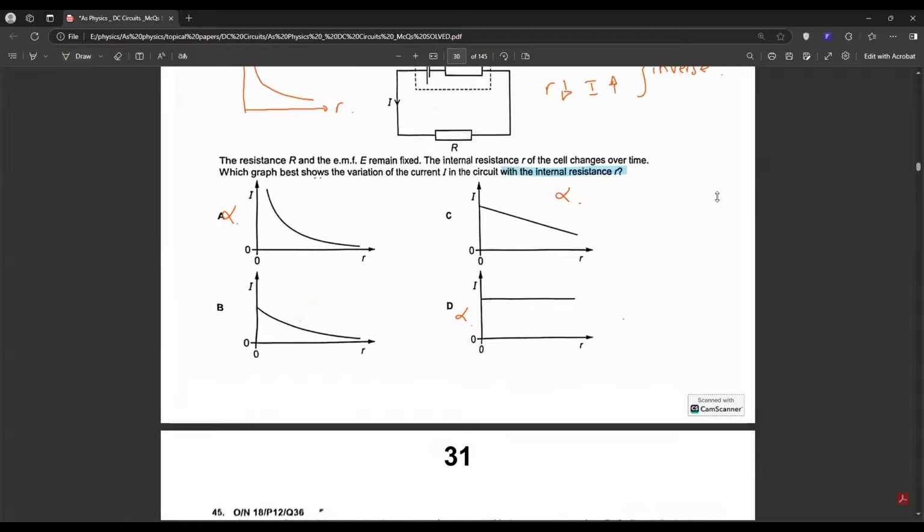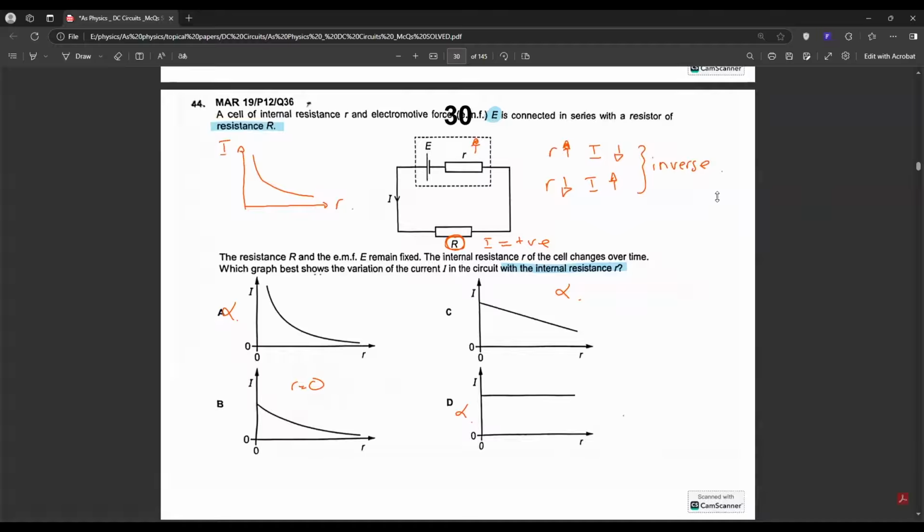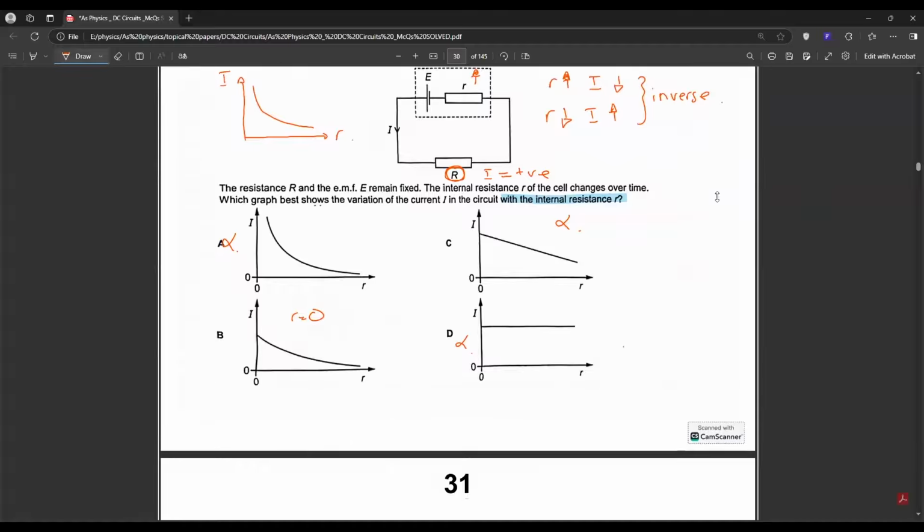Because when your internal resistance is zero, you still have some external resistance in the circuit. Hence, your current will be equal to some positive value. It will not become infinity. Here, your graph cannot be the regular inverse relationship graph. Why? Because when your internal resistance is zero, there is some value of external resistance as well. That external resistance will generate a constant value of current. B is your answer. The answer to 30 should be B. And B it is. Perfect.